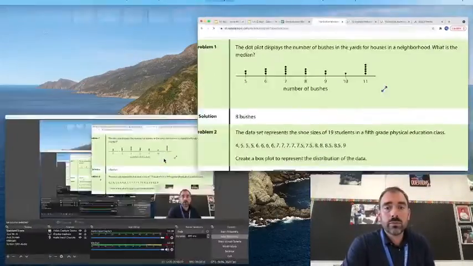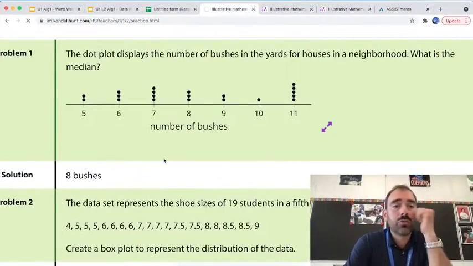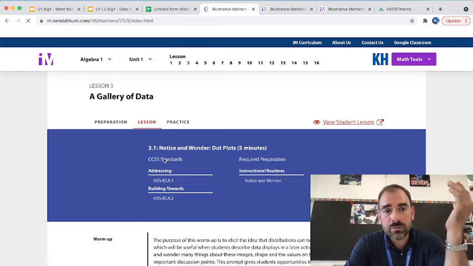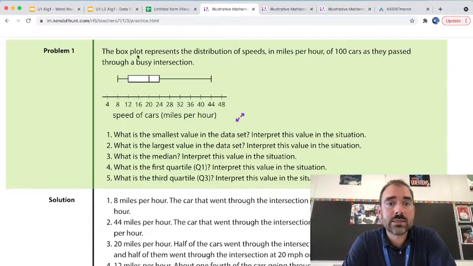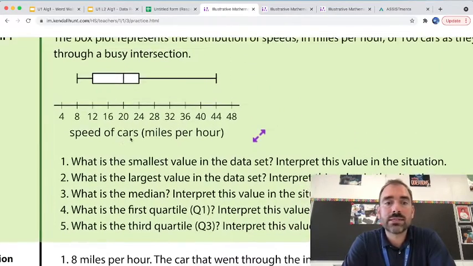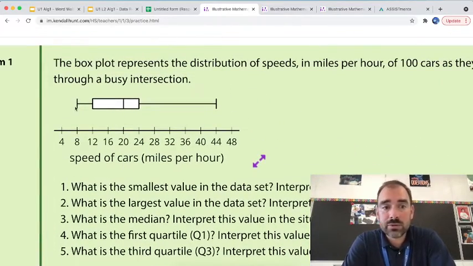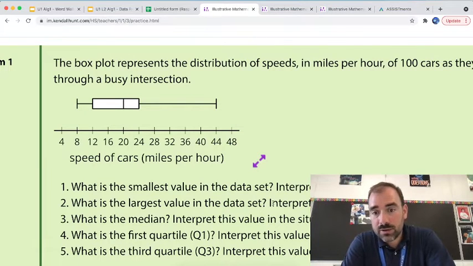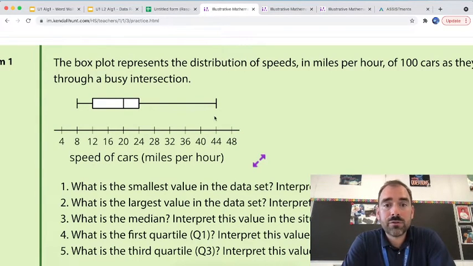So you then had another 2 questions, which were from another set of problems. You wouldn't necessarily know that, as we've got this box plot. Can you identify all of these things? What's the smallest value in the data set? The smallest value is going to be this lowest number, 8. What's the largest value in the data set? Well, that would be 44.